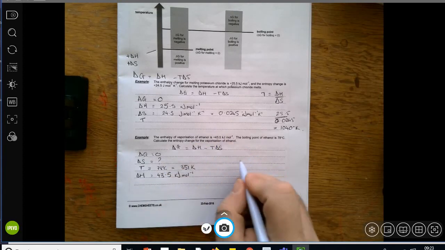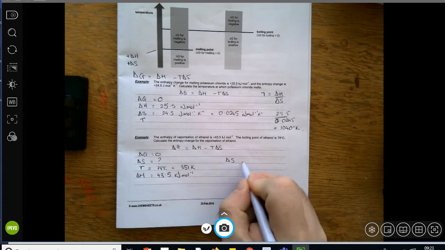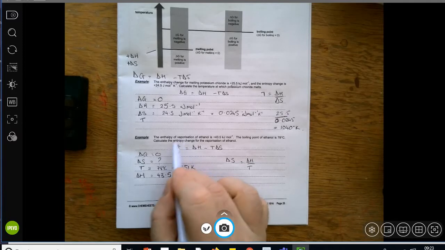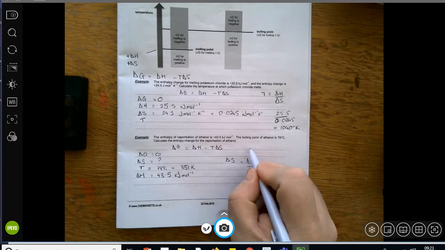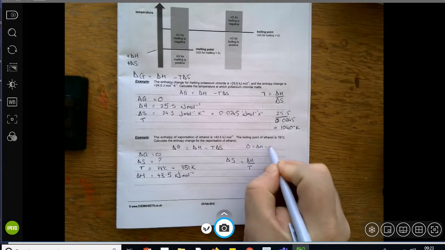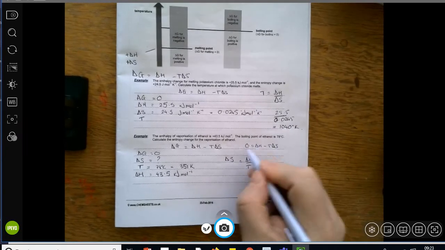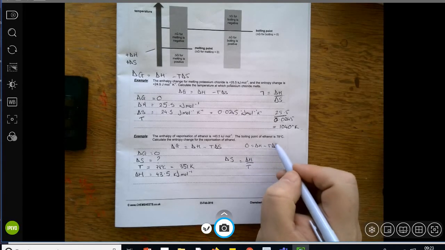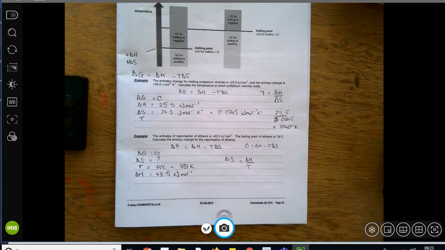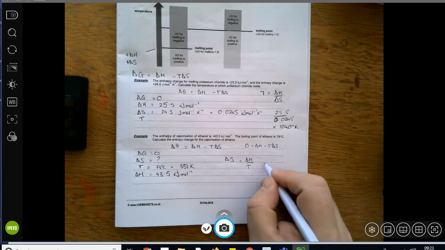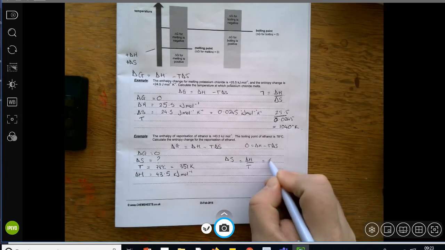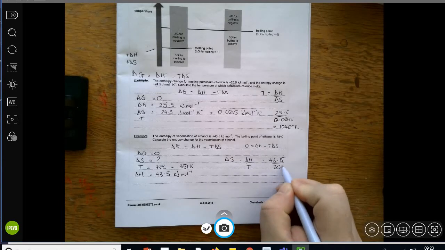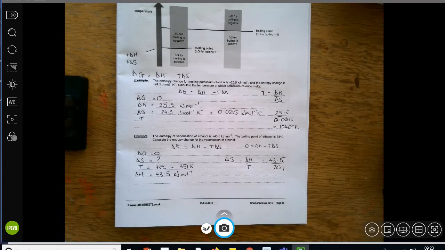Okay. Rearrange this equation and we end up with delta S is equal to delta H over T. Remember delta G was 0, so we end up with 0 is equal to delta H minus T delta S. So we can move this over, so T delta S is equal to delta H, then we want the delta S, so we move the T down underneath and end up with that equation. So now we are substituting in our values, so 43.5 divided by 351, and a very quick calculator on this one.